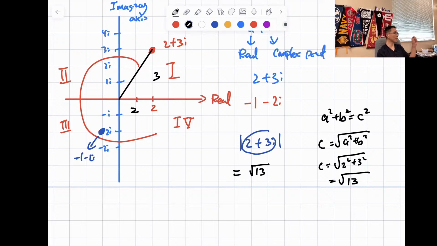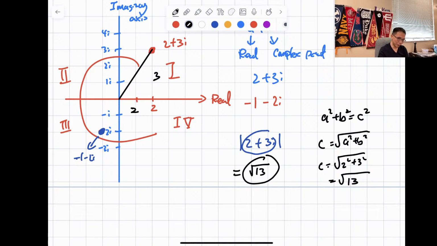It's a distance from origin to that complex number. Later, I'm going to talk about polar coordinates, which is used in Calc 3. But you can represent that form in terms of polar coordinates. But right now, we just want to make sure that's equal to square root of 13.